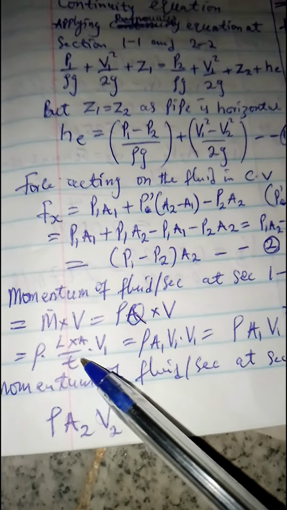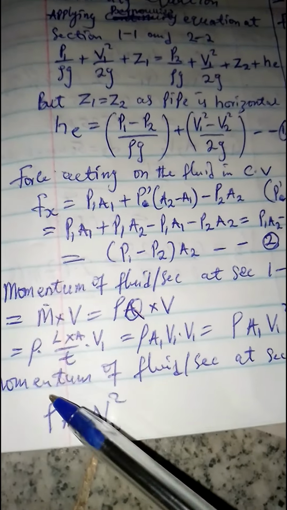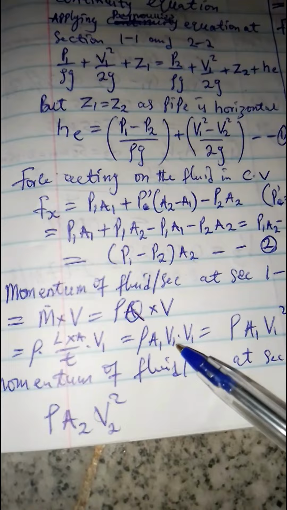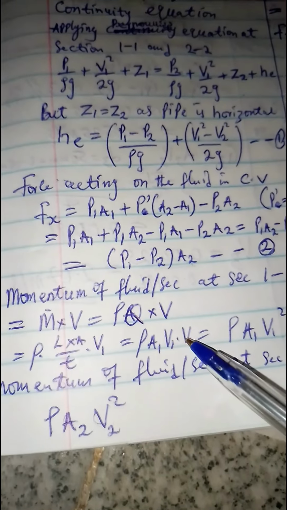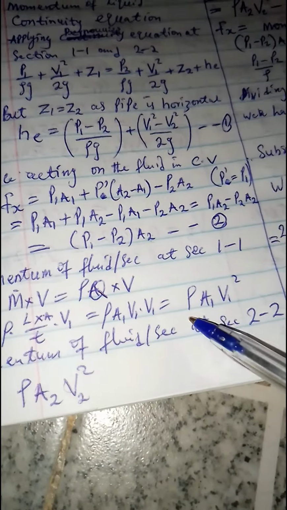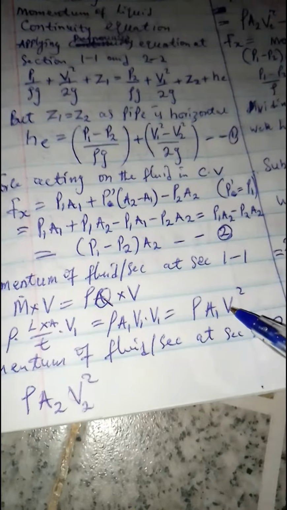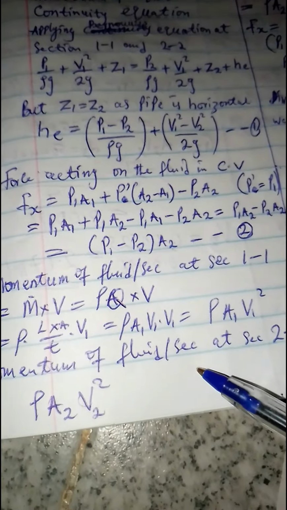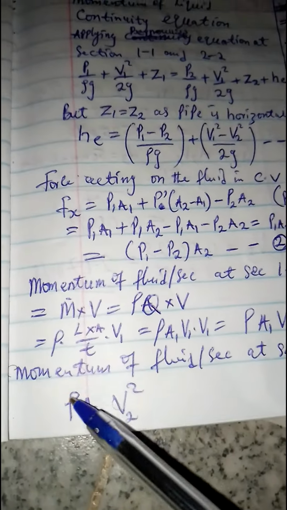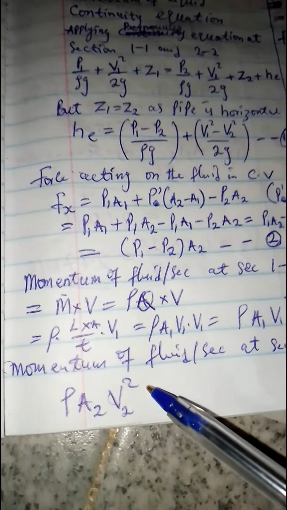So at the end of the day, you now have rho A1, this one will now turn to V1 times this V1. You have this equation. So at the end of the day, you have rho A1 V1 squared. So you repeat the same process in section 2, so that you arrive at this equation, rho A2 V2 squared.